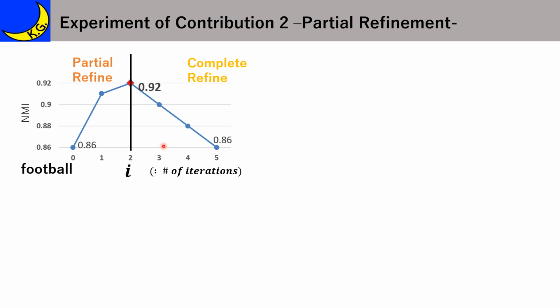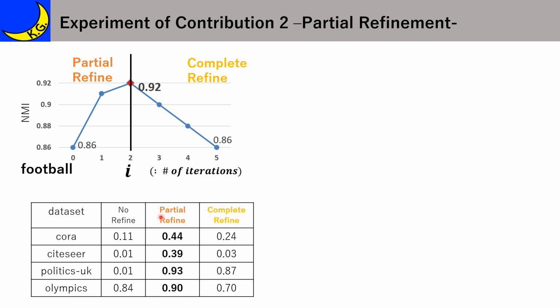This figure shows that the NMI obtained by the partial refinement is higher than the NMIs obtained by the refinement of SClump. This finding was confirmed in all the datasets.